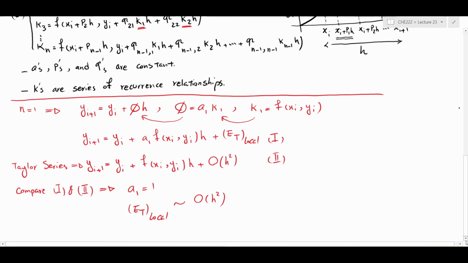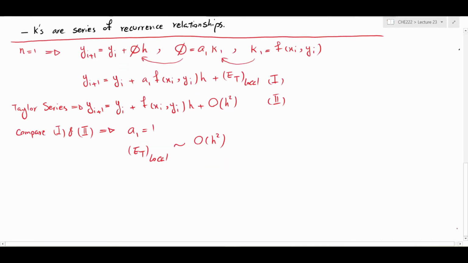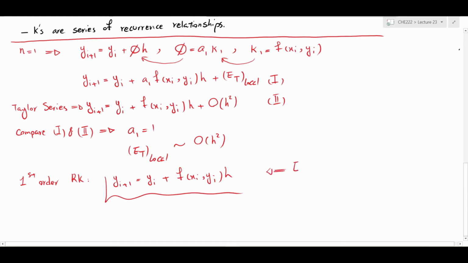And finally, I will just rewrite the equation. So if I use n equal to 1, the first order Runge-Kutta method will be yi plus 1 is equal to yi plus f of xi yi times h, and this is what we already studied as Euler's method.